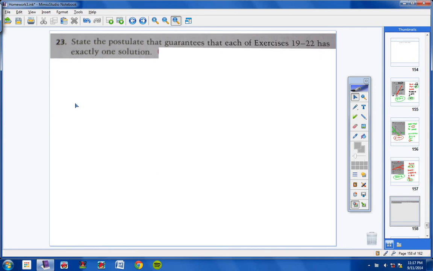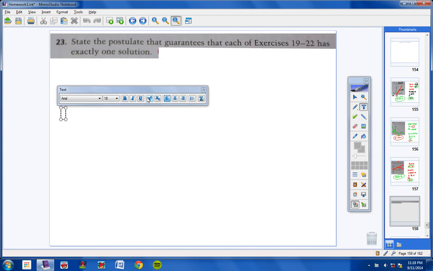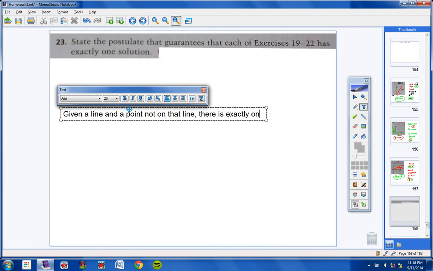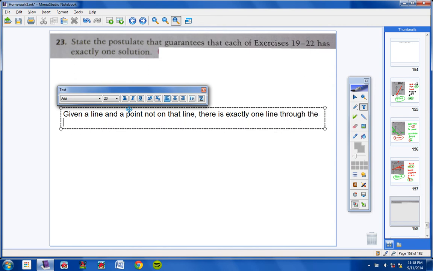Okay, students, number 23. State the postulate that guarantees that each of the exercises in numbers 19 through 22 has exactly one solution. Well, students, I'm going to type the postulate for you. We learned a postulate that said this, okay? And this should ring a bell. The postulate states something like this. Given a line and a point not on that line, there is exactly one line through the point that is parallel to the given line.